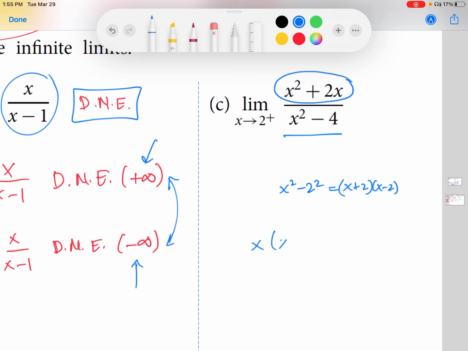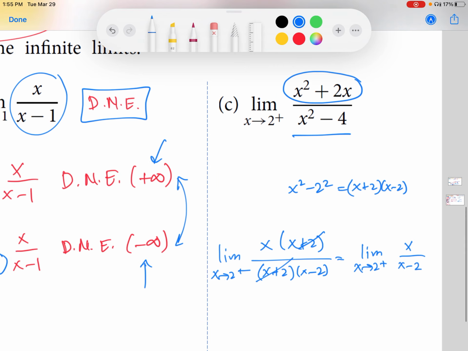So x plus 2, and then divided by the factored denominator. So I could cancel these out in terms of the limit. And then my new limit would look a little simpler, x over x minus 2. You can see that this is very similar to the function we just did, except that there's a 2 in place of the 1, right? And we're approaching from the right. So we could make the same arguments here.